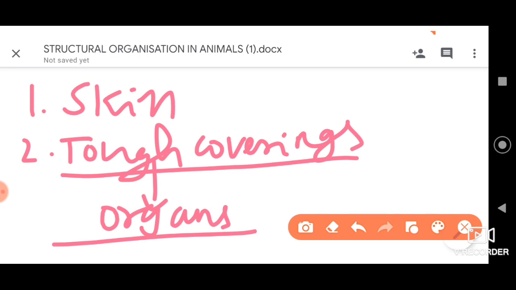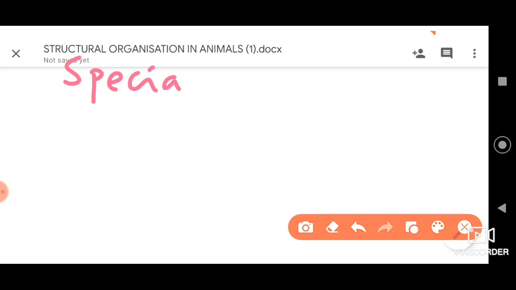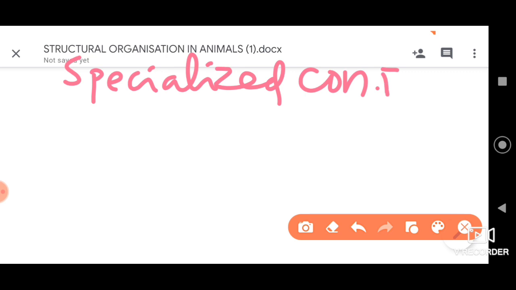Dense regular connective tissues and dense irregular connective tissues. Dear students, so we have completed the two types of connective tissues. The first, loose connective tissue, that is areolar and adipose, and dense connective tissues. Under dense, the regular dense connective tissue and irregular dense connective tissue. So thirdly, we have specialized connective tissues.